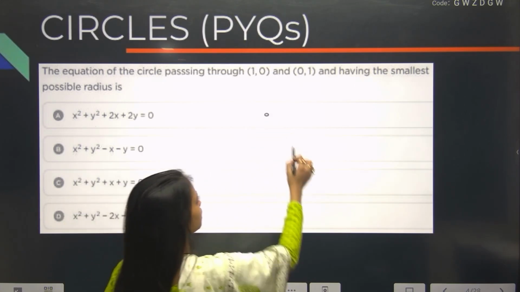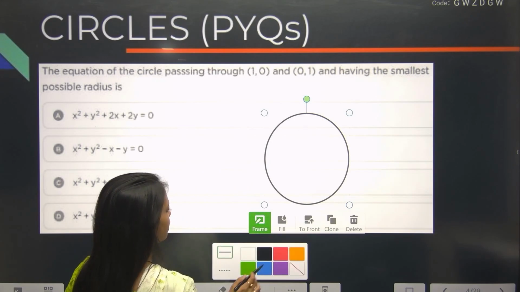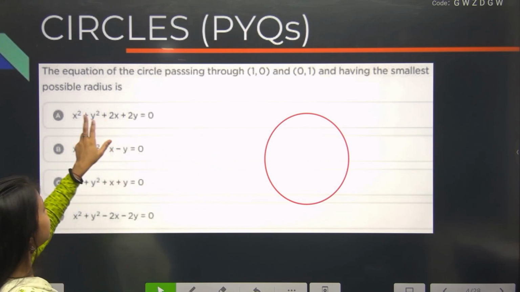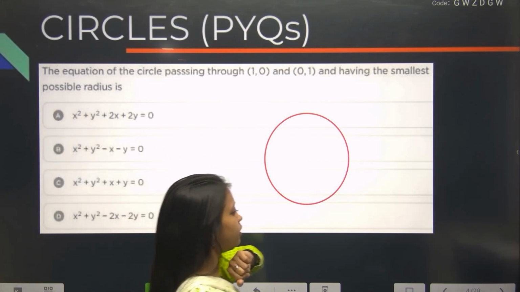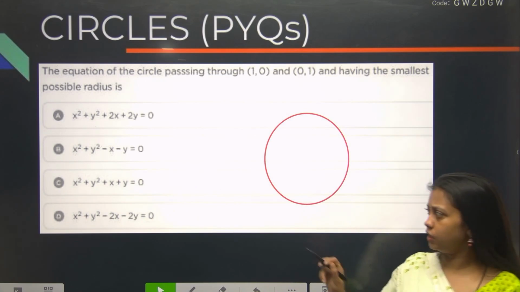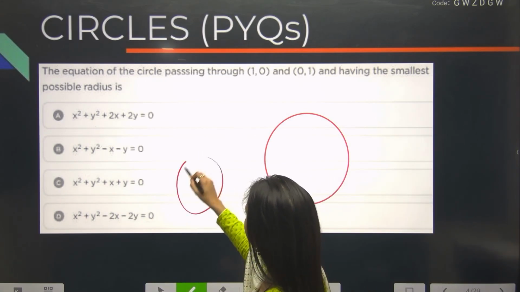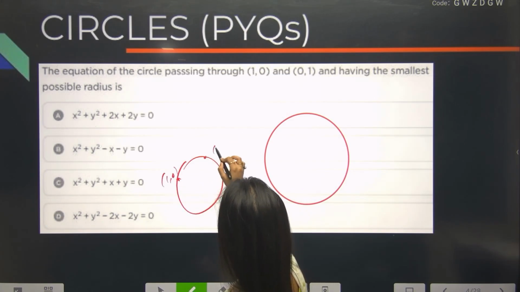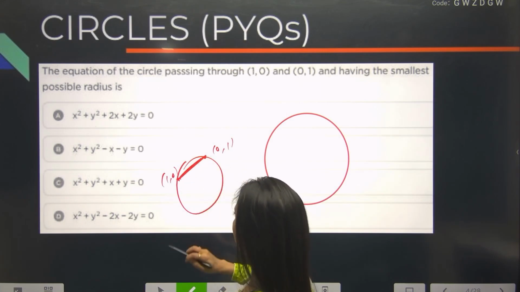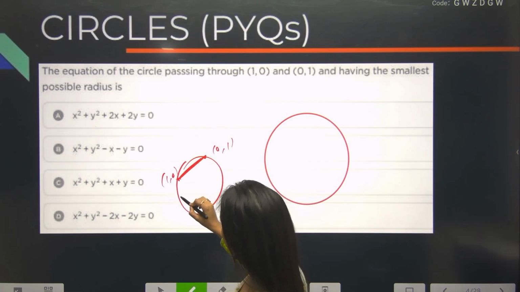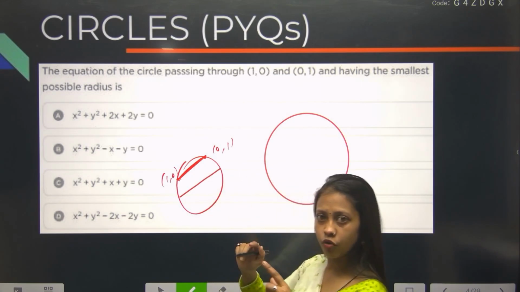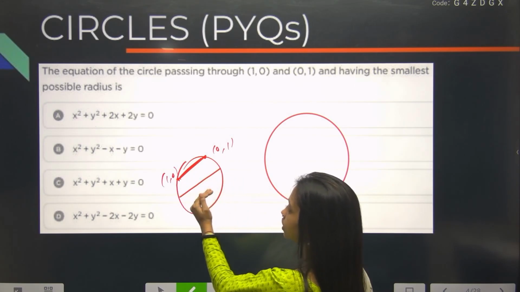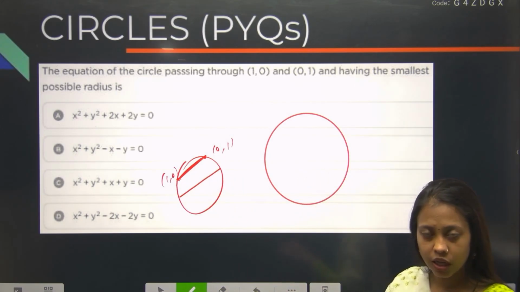It says we have a circle, and they are passing through 2 points, but they are saying that it has to be the smallest possible radius. Now if you take a circle over here, for example, and the points are 1, 0 and 0, 1, and it is making a chord, then it is very clear that the diameter will be greater than the chord. You can see the diameter is the largest chord possible.